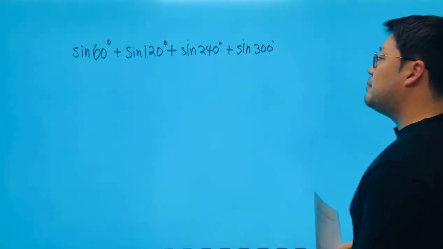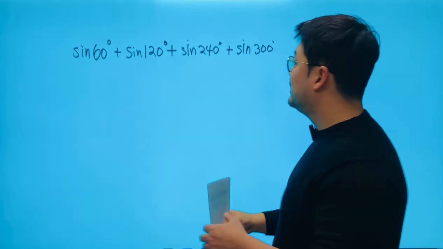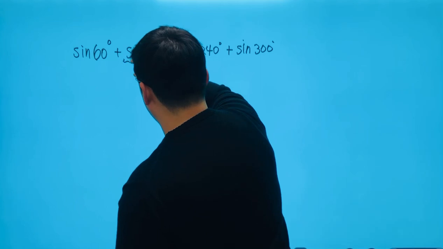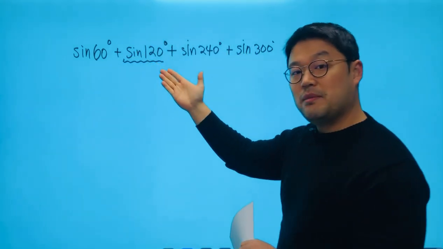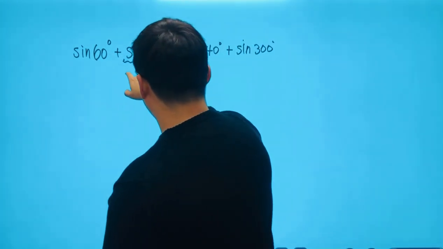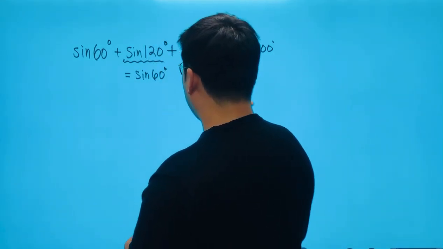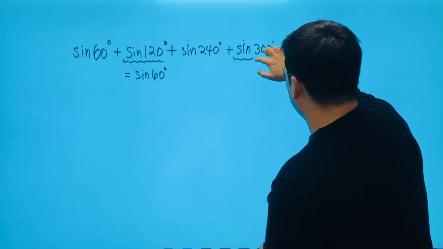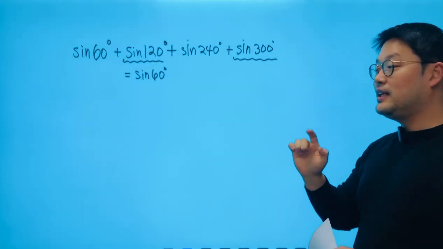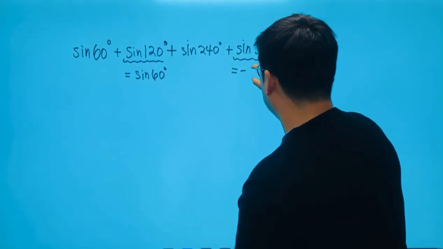Okay, so that being said, what do you know about sine 120 first? Well, sine 120 and sine 60 are pretty much the same thing, right? So that becomes the same expression, sine 60. But at the same time, what do I know for sine 300? Well, sine 300 equals negative sine 60.